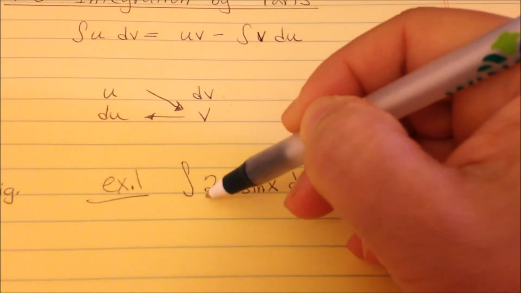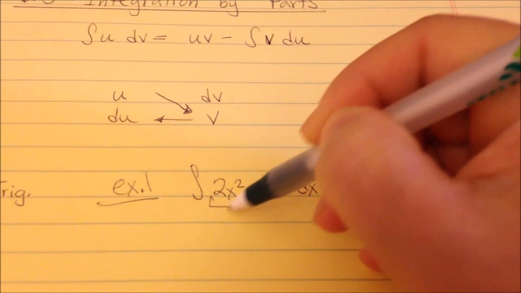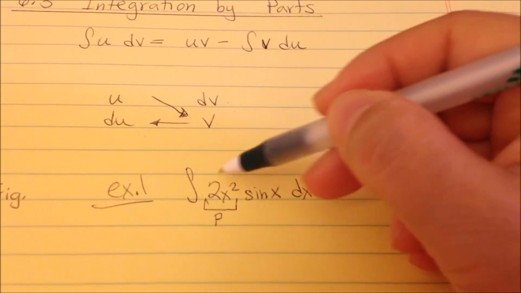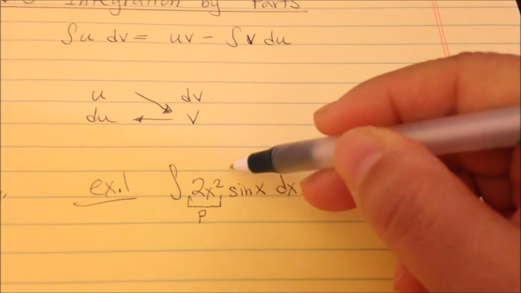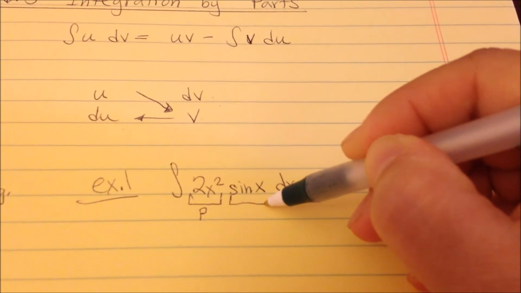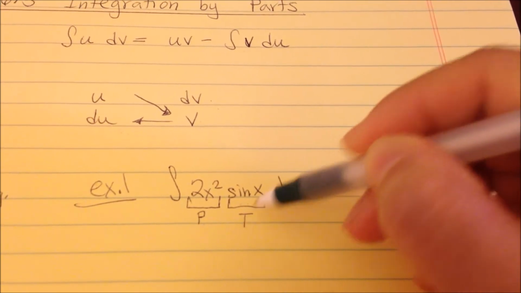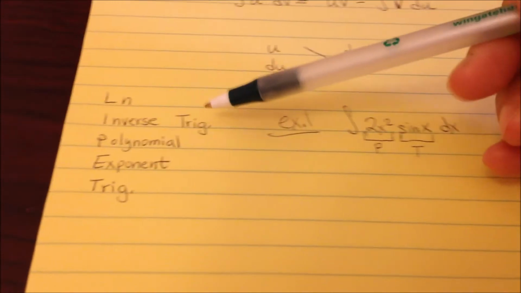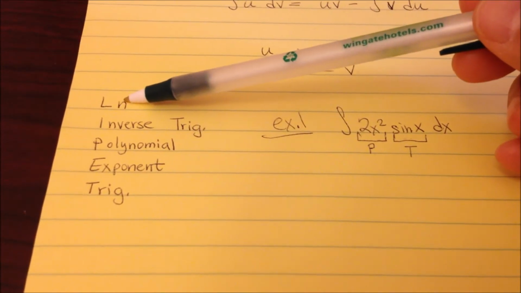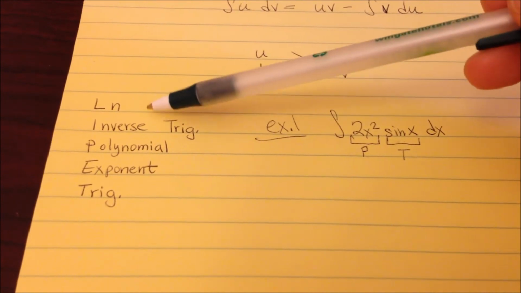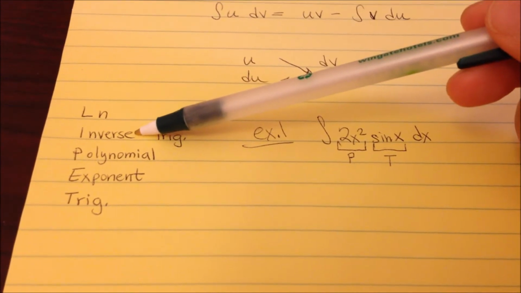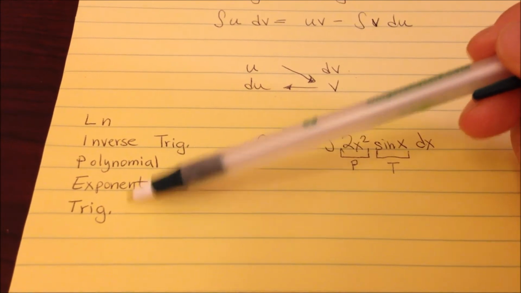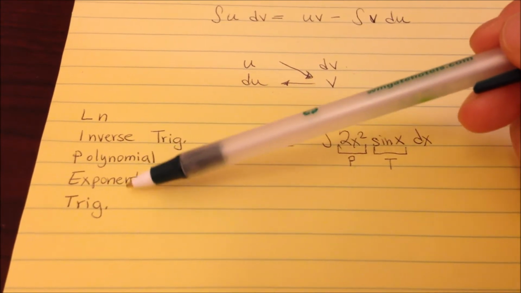Okay, so right away, this right here is a polynomial, right? Because that's going to be x to the second power, etc. This part right here is the trig part of it, right? That's our common sine, cosine, etc. So going through the LIPET process, it's not an ln, neither one of those is ln, so I don't have to worry about that. It's not an inverse trig, but I do have a polynomial and I do have a trig. So polynomial comes first and then the trig.